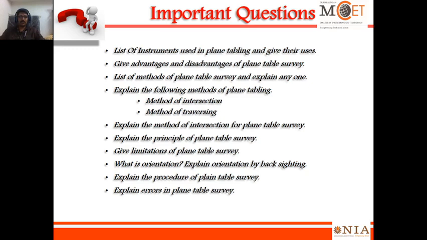So the questions are for your remembrance and understanding. You have to try to answer these questions so that you can answer anything. For the plane table portion, mostly theoretical questions will be asked. So try to remember these questions and try to answer them, right?